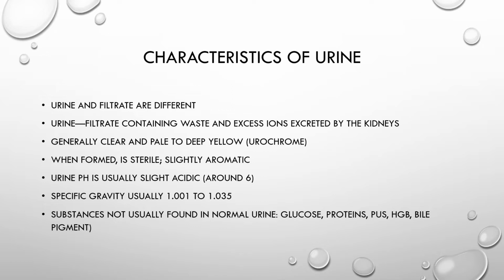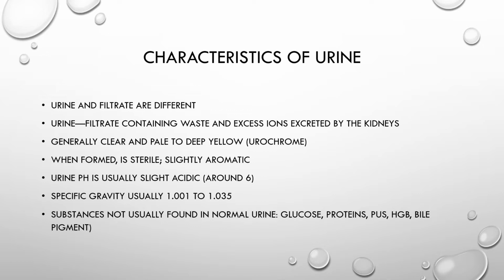And here are some of the substances not usually found in urine. We have glucose, which is called glycosuria. A non-pathological reason could be just an excessive intake of sugary foods, and a pathological reason that you would have glucose in the urine would be diabetes mellitus.